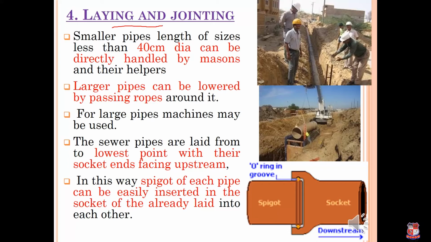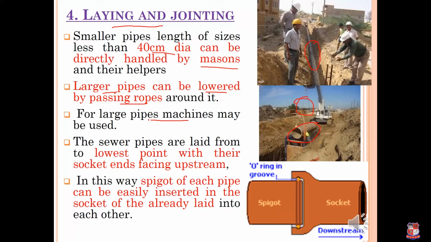So now actually you have to bring your sewer pipeline on the site, and you have to actually put it with the help of this machinery. So smaller pipe length of size less than 40 centimeter can be directly handled by masons. Masons का help लेके आप उसको directly excavated part में डाल सकते हो. But larger pipes cannot be lowered with the help of masons, so that should be lowered by passing the ropes around it, and machinery may be required. So here this machinery that is connecting with the rope is used for inserting this particular sewer in the excavation.